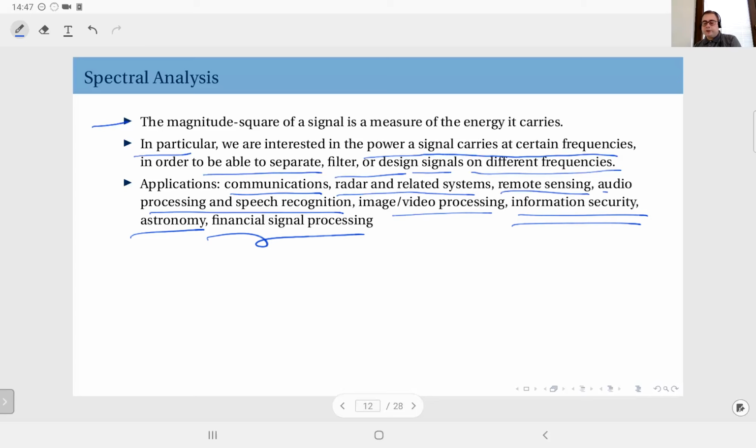So as you see, spectral analysis is quite important and has a wide variety of applications. We are going to see a very brief introduction to spectral analysis in the context of random processes.